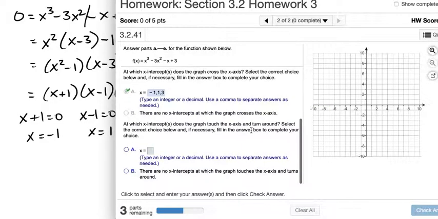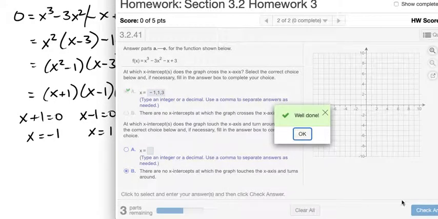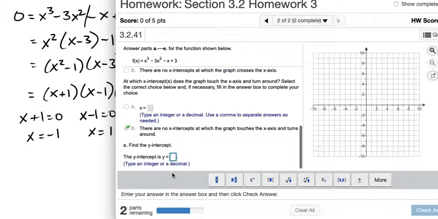And the second part of the question is, at which x-intercepts does the graph touch the x-axis and turn around? And that's going to be none, because it's going to cross at all of them. So I would choose answer choice B for that. Part C says to find the y-intercept. Now the easiest way to do this is to go back and look at my function and look for the constant. Or I can think about plugging in 0 for x. Either way, my y-intercept is going to be 3.